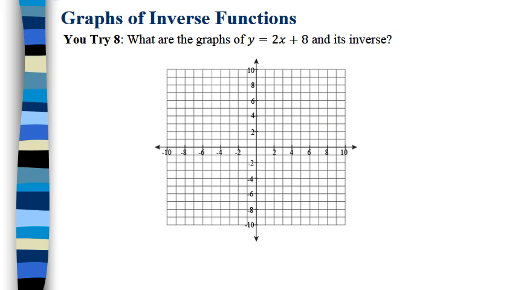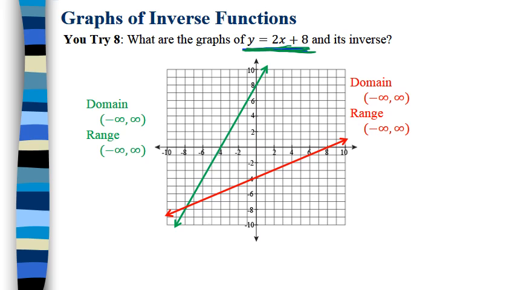Okay, so go ahead and try this and determine what the inverse of y equals 2x plus 8 is, and graph both of them and see if it's symmetric about y equals x. Okay, welcome back. So when you graphed 2x plus 8, and then its inverse, which was y equals 1/2 x minus 4, you notice that the domain and range were both negative infinity to infinity.